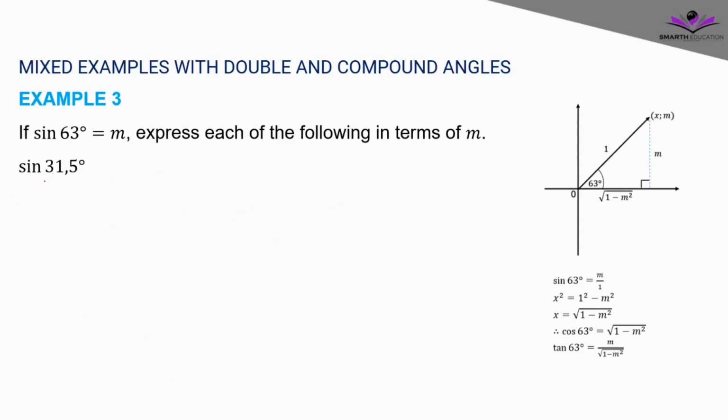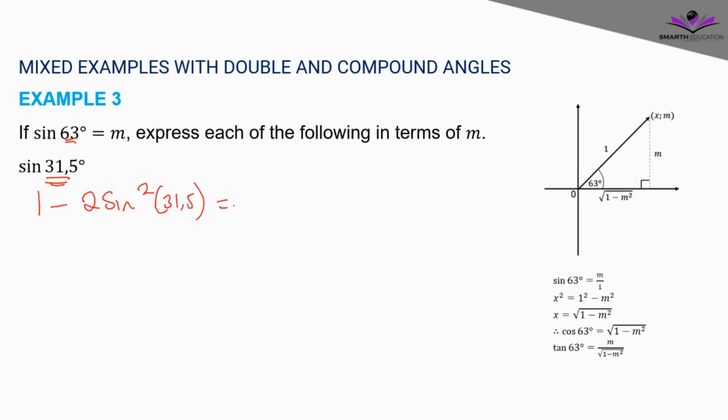Alright, let's do this one. Sine 31,5. How is 31,5 related to 63? We have to write this angle in terms of 63. Okay, 31,5 times 2 will give us 63. So we can use the double angle formula here and say 1 minus 2 sine squared 31,5.